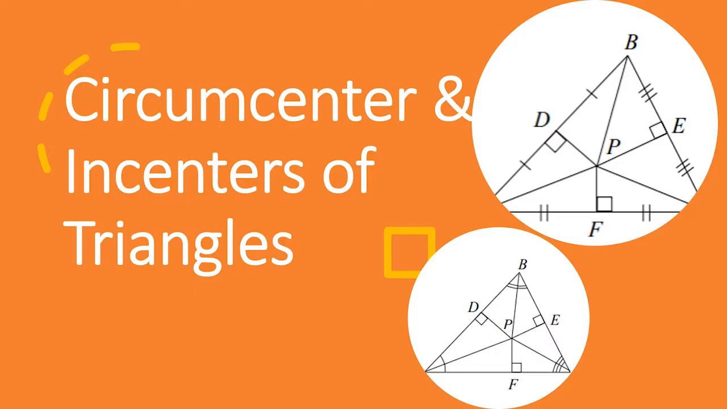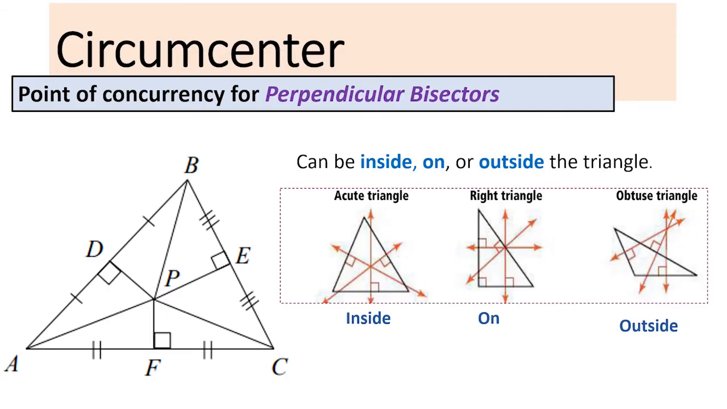Take a look at circumcenters and incenters of triangles. So first we want to take a closer look at the circumcenter, and again that is the point of concurrency for perpendicular bisectors. Now a circumcenter can be found on the inside, on, or outside of a triangle.